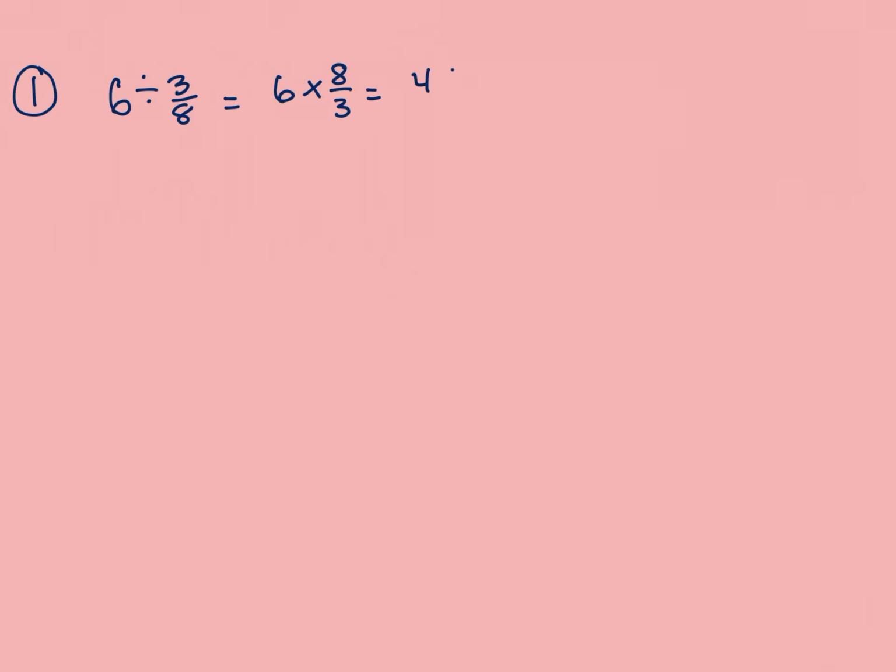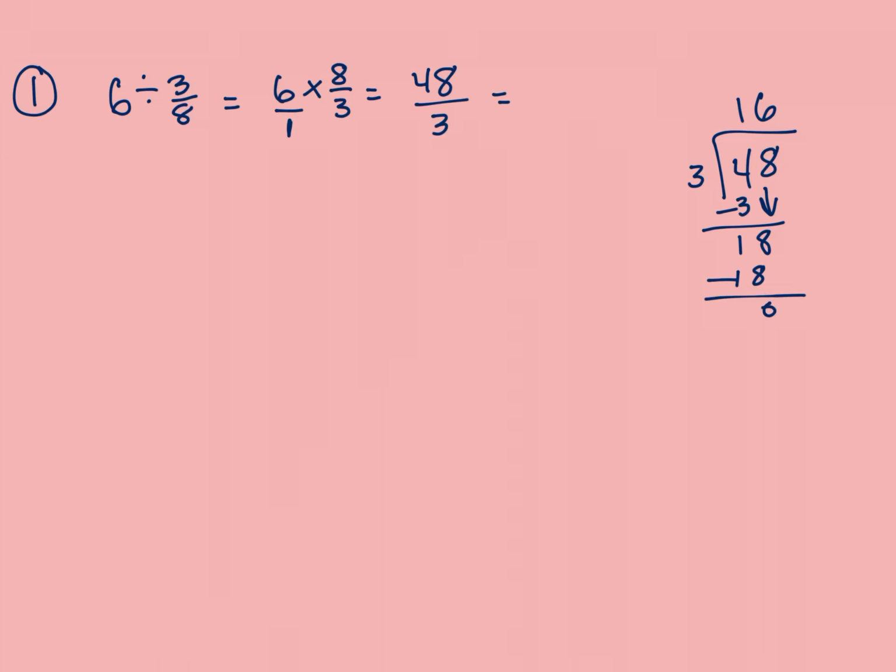6 times 8 is 48. And then there's an invisible 1 underneath whole numbers. 1 times 3 is 3. Then we can divide to figure out what the whole number would be. 3 goes into 4 once, with 1 left over. Then we can bring down our 8. 3 goes into 18 6 times, evenly, with nothing left over. So our answer is going to be 16 feet.